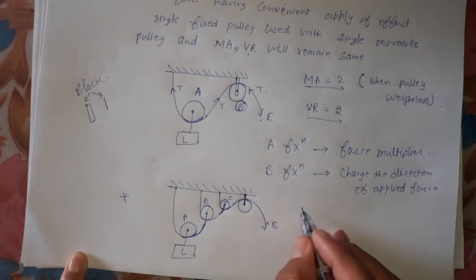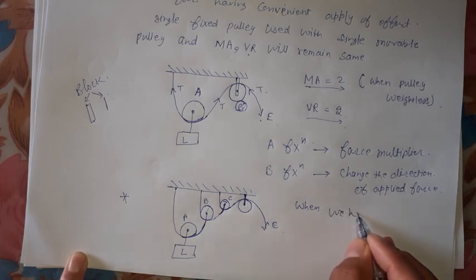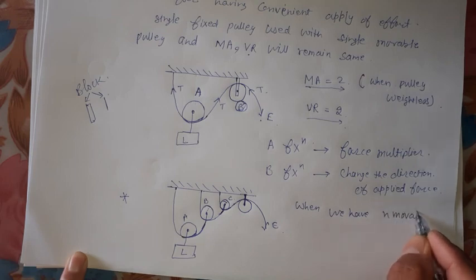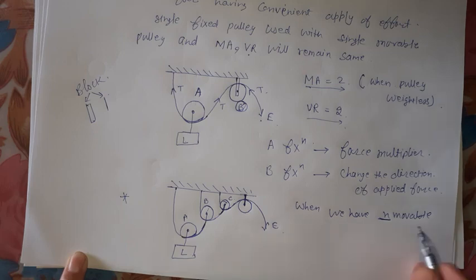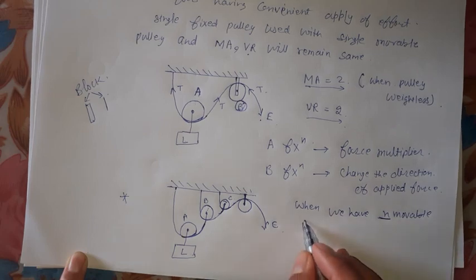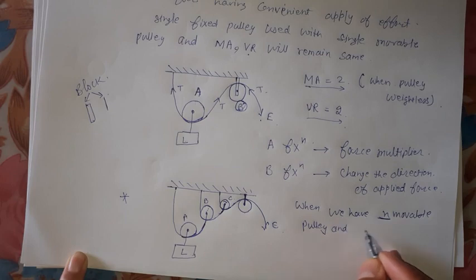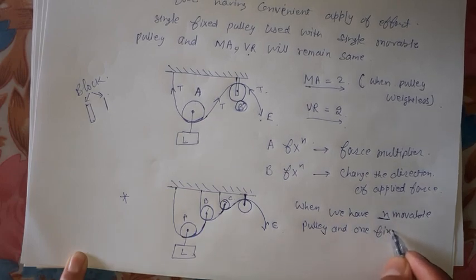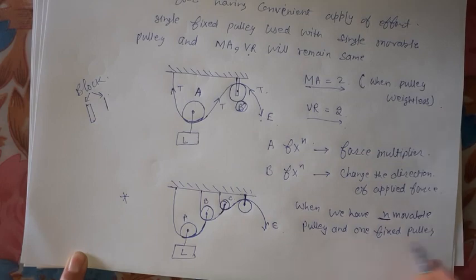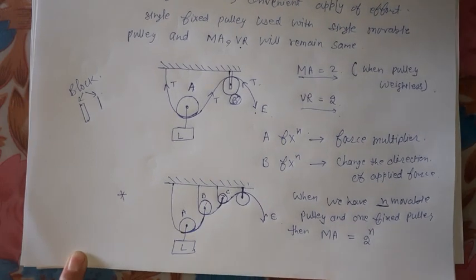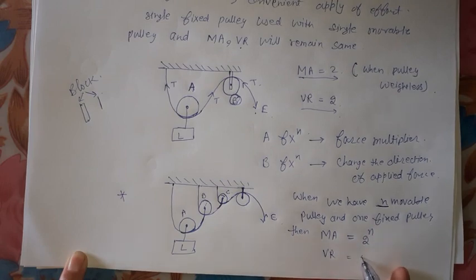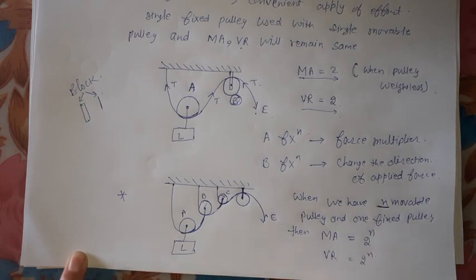So therefore when we have n movable pulleys, and I am writing n here, n can mean 3, 4 or 5. So these are n movable pulleys and one fixed pulley. Then the mechanical advantage is given by 2 to the power n, and the velocity ratio will also be 2 to the power n. This is the shortcut formula for you to learn.